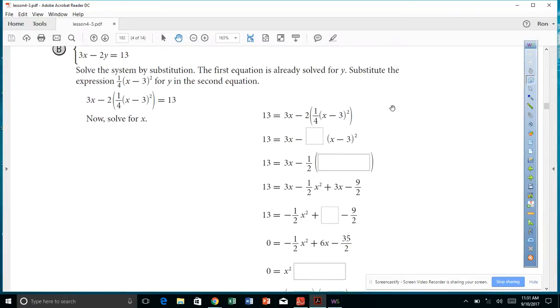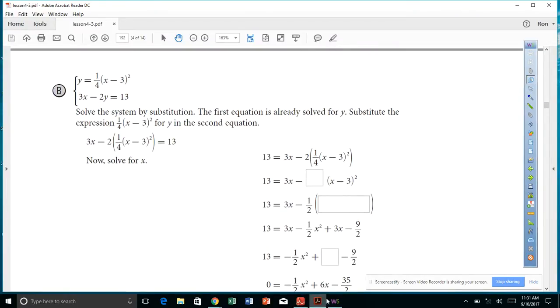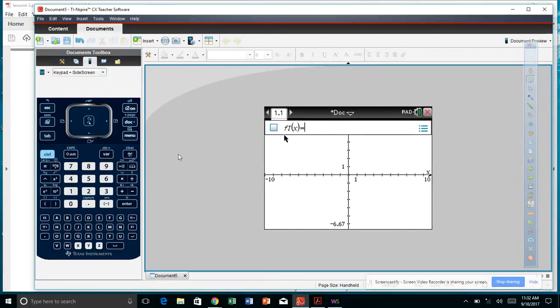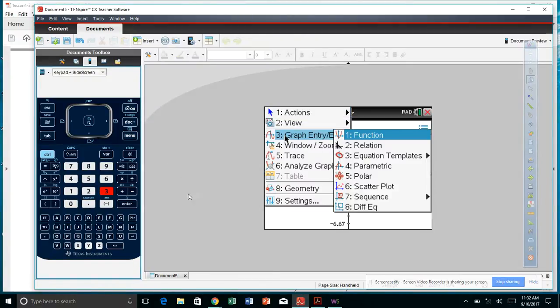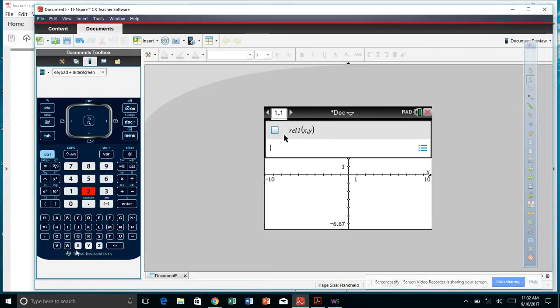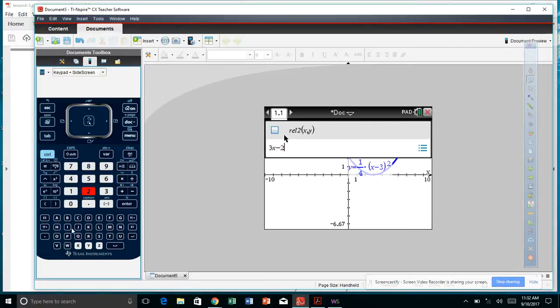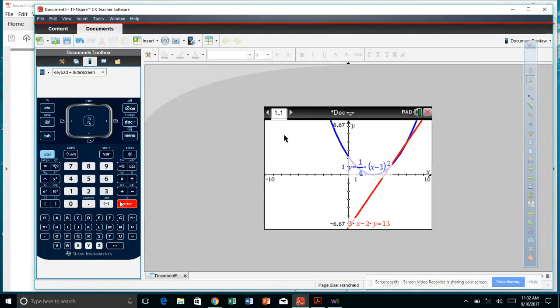Okay, let's try that in our calculator. Let's go back up here real quick, and let's try these two equations. So on new document, no graphs, and we have menu 3, 2. Y equals 1/4 times (x minus 3) squared. Press enter. That looks good. And then we'll press tab, and we have 3x minus 2y equals 13. And we press enter, and there it is.